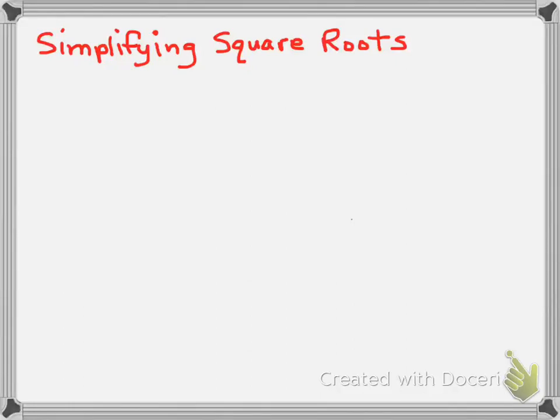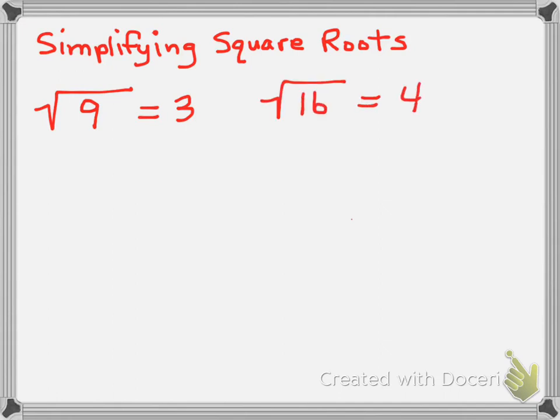This is Mr. Mullins, and today the lesson will be over simplifying square roots. Now, square roots are numbers multiplied times themselves to give us another number. So in this case, the square root of 9 is equal to 3, because 3 times 3 equals 9. Or the square root of 16 is 4, because 4 times 4 equals 16. Those are what we call perfect square roots.